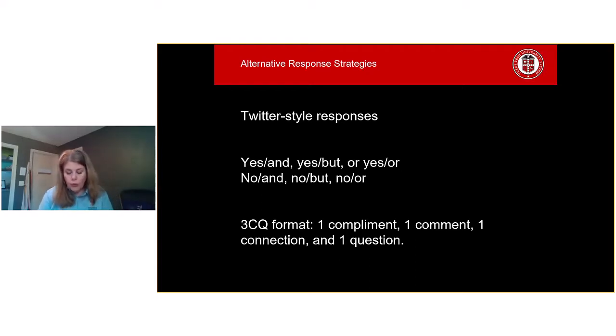Or have students reply with a yes, yes but, yes or, and the same thing with no, no and, no but, no or, and specific evidence to support their opinion. For example, a student could reply, yes, but what about XYZ? Or no, and maybe bring in an outside source. Or what about a kind of template, a format, if you will? One example is the 3CQ format, where you ask students to write one compliment, one comment, one connection, and one question in their post.